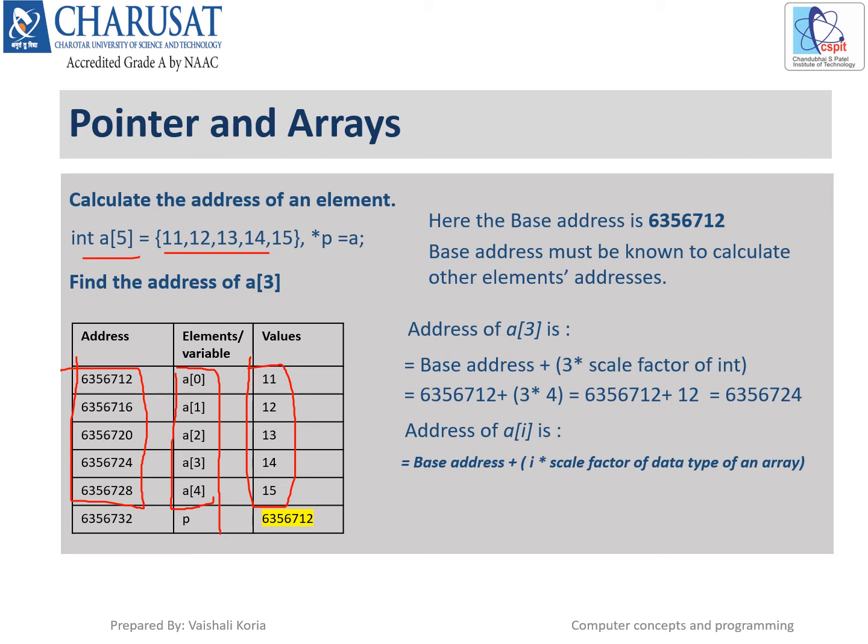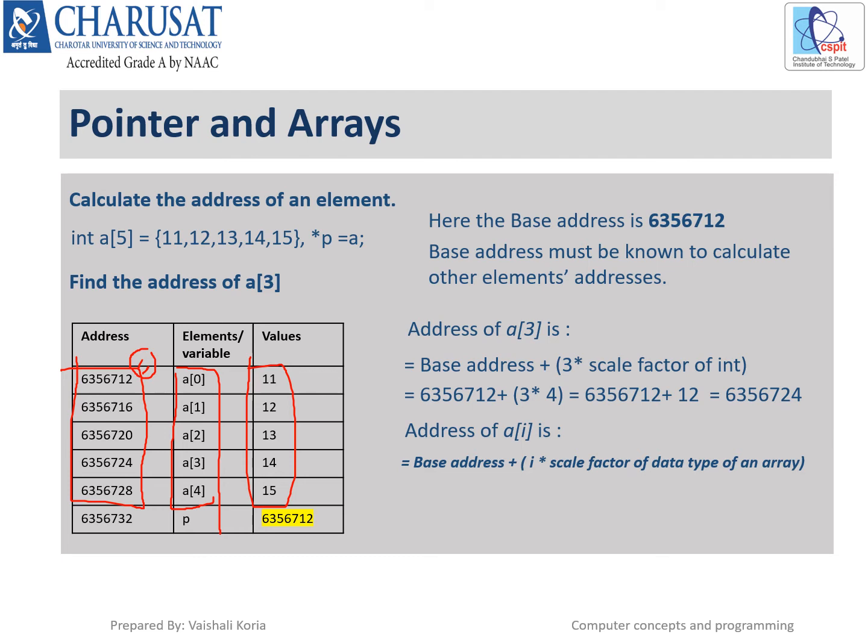Okay, so obviously here 6356712 is the base address, because from this location memory has been allocated to the array. Now here one pointer variable of integer type has been declared, that means p is having the address of some integer variable. And star p is equal to a, here this star p is for the declaration, remember this. So in star p is equal to a, you are making the pointer p point to the array a.